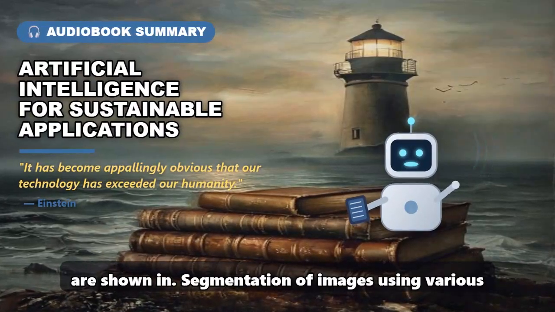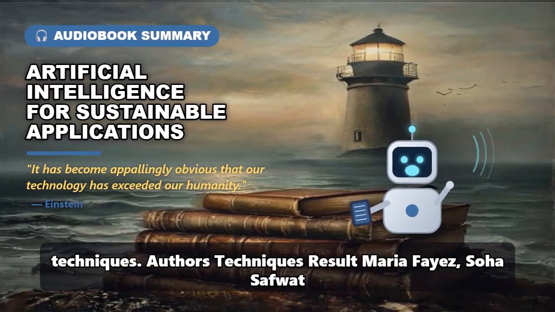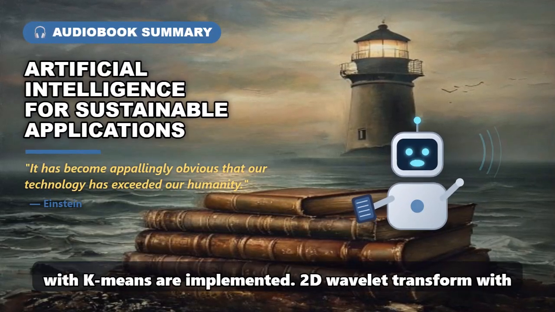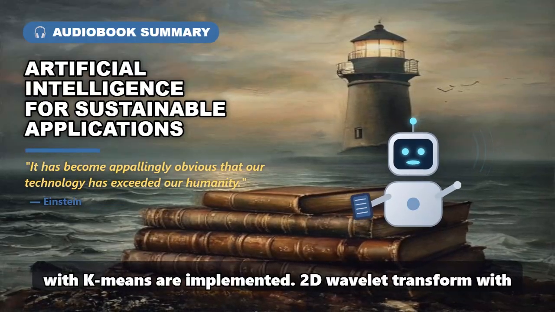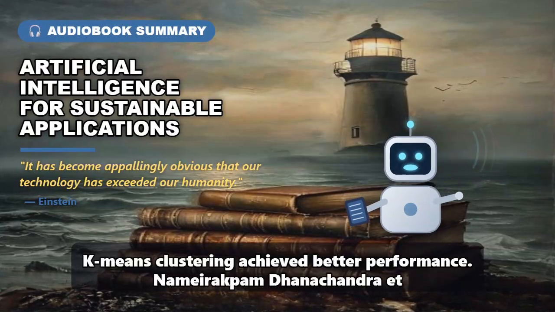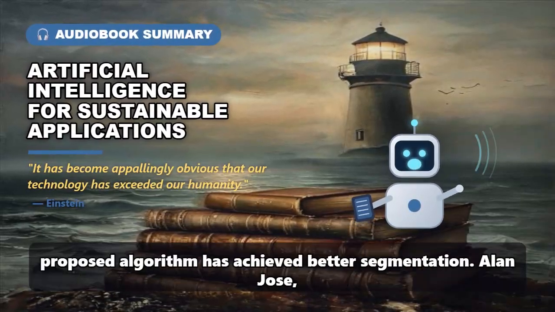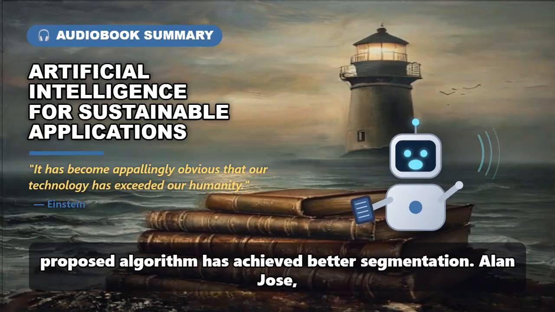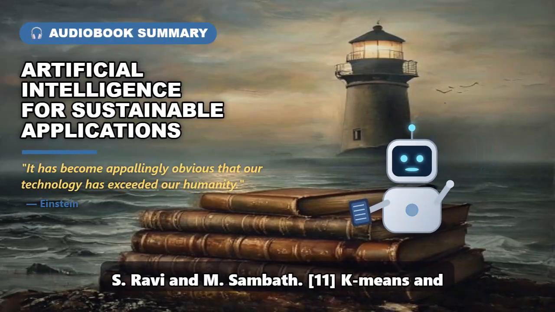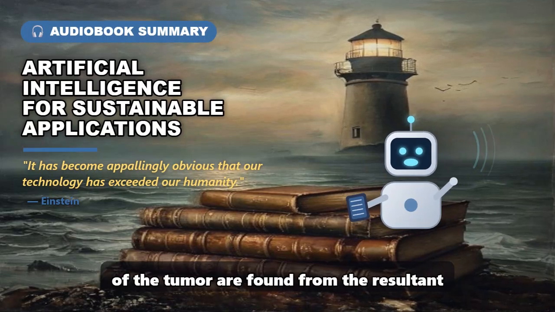Authors, techniques, result. Maria Fayez, Sohar Safwat et al., 9. K-means and 2D wavelet transform with K-means are implemented. 2D wavelet transform with K-means clustering achieved better performance. Namarikpam Dhanachandra et al., 10. K-means and subtractive clustering. The proposed algorithm has achieved better segmentation. Alan Jose, S. Ravi and M. Sambath, 11. K-means and fuzzy C-means. Region of interest and the size of the tumor are found from the resultant segmented image.